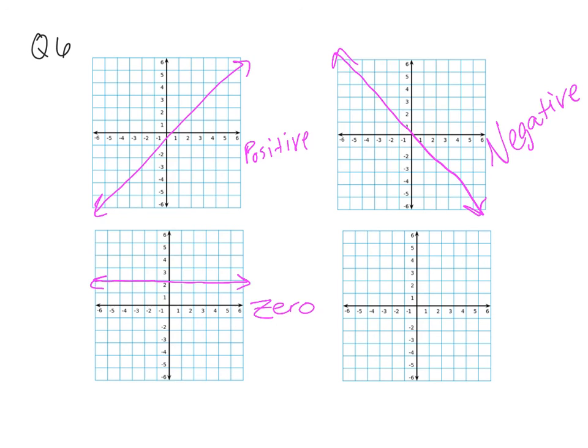And the last one, to be undefined, will be a vertical line. Let's pretend that all my lines are perfectly straight. So a vertical line has a slope that is undefined.